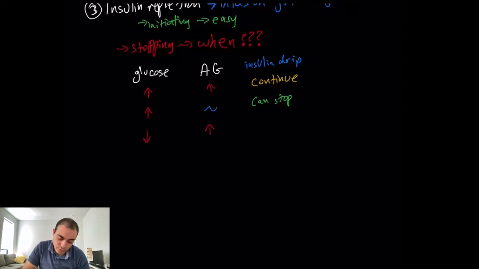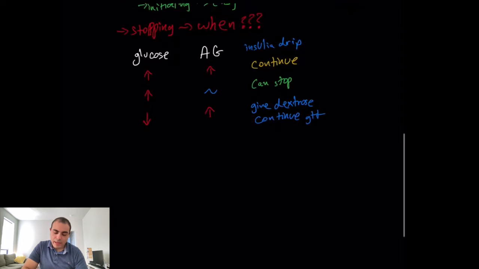So in this situation, very important, you give dextrose and then continue the drip. Never ever stop it if the anion gap is high, okay? And the last scenario would be if the glucose level is low, anion gap is normal, whatever, give dextrose, stop it, okay?